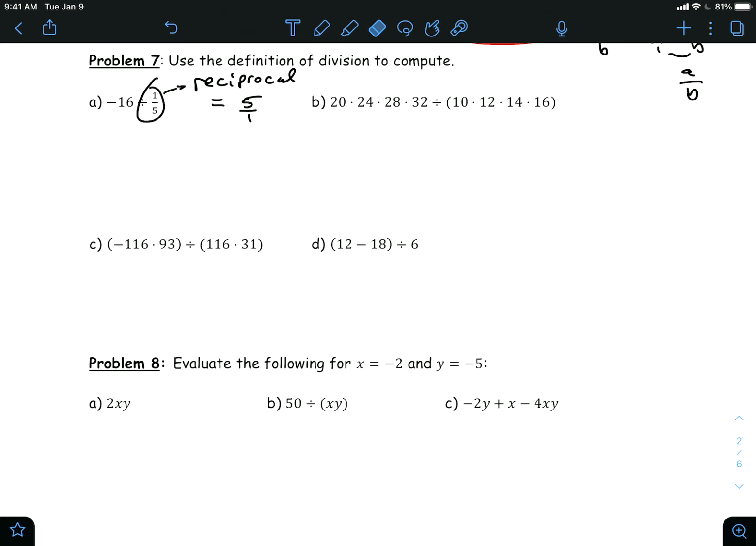Let's do it this way. What's 16 times 5? Yeah, I think so too. Is it 80? I know 80 is good. Is it just 80? What's the question have in it? Negative. That's got to be negative 80. You've got to be careful, okay?